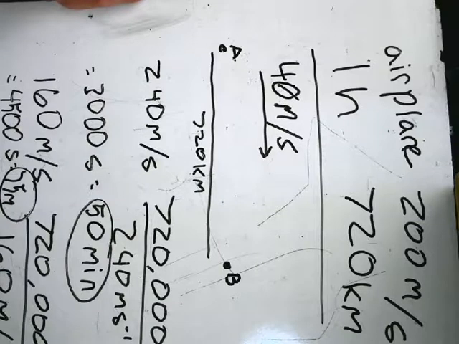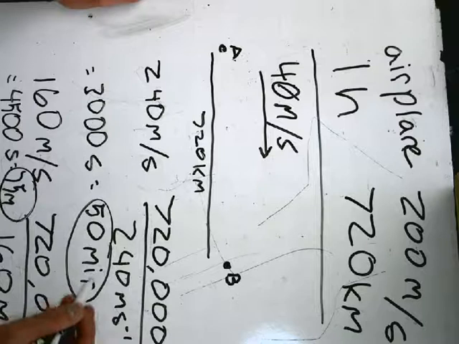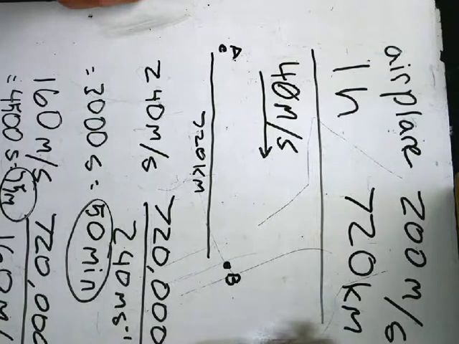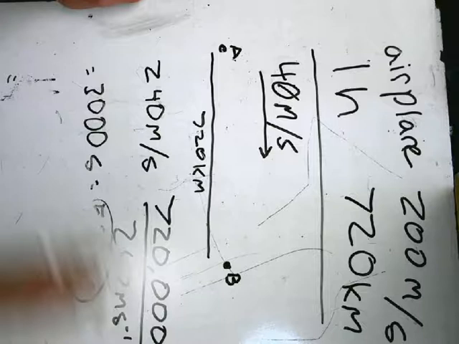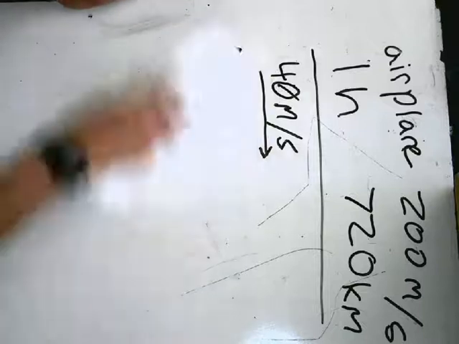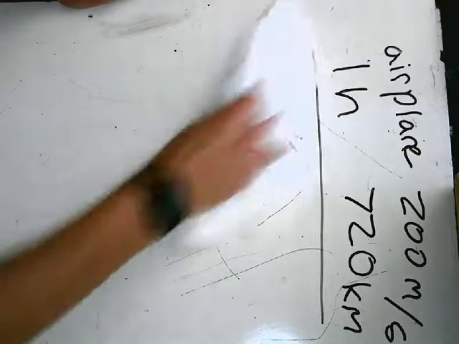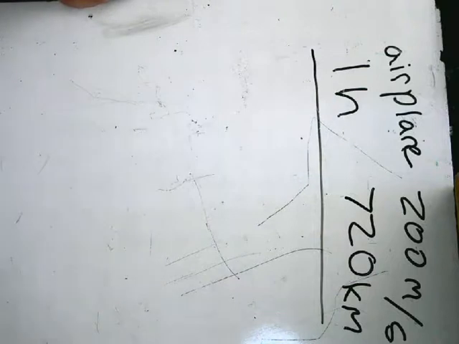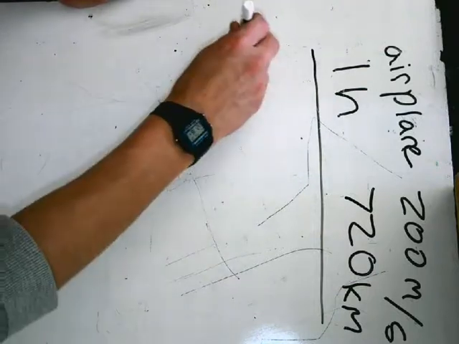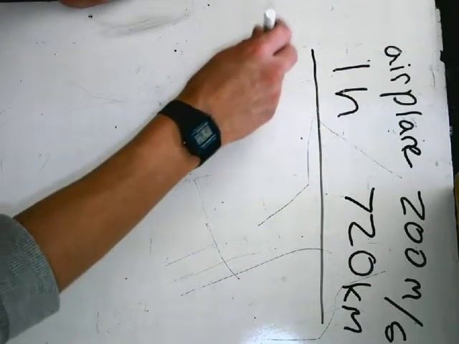The airplane takes off in the same space, and it's still moving 200 meters per second. That's its initial speed. Now you still got the same distance of 720,000 meters, getting to point B. Say this is the expected point, okay?